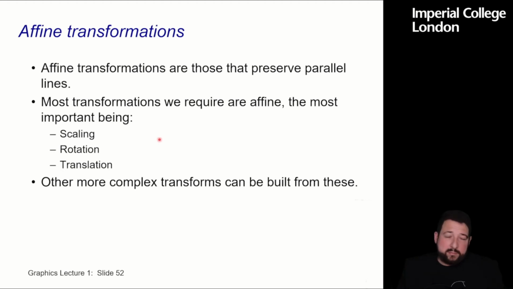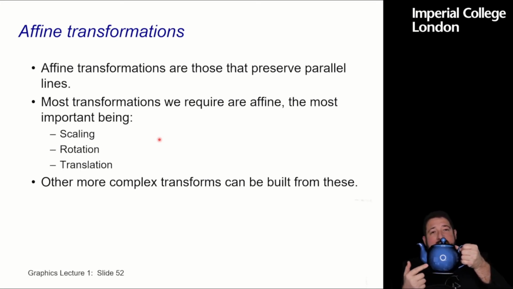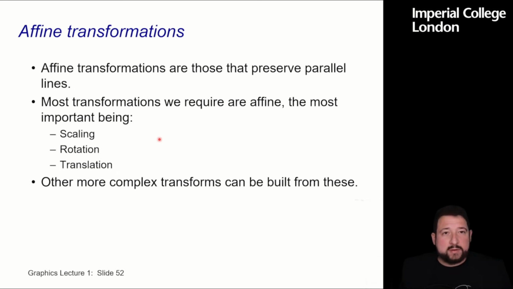Okay, so what we can model with a matrix like this are affine transformations. Affine transformations are those that preserve parallel lines. So as I said earlier, all of the points in my object, all of the connections will be preserved. If they were parallel before, they will be parallel after the transformation. And most transformations we require are actually affine.